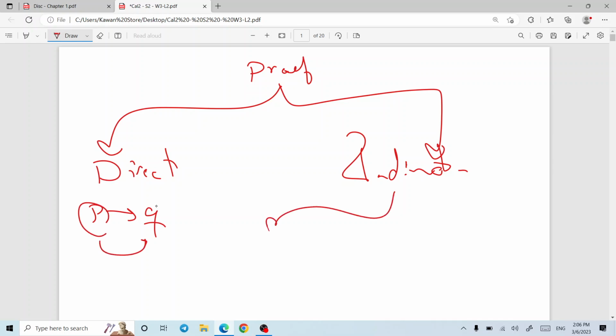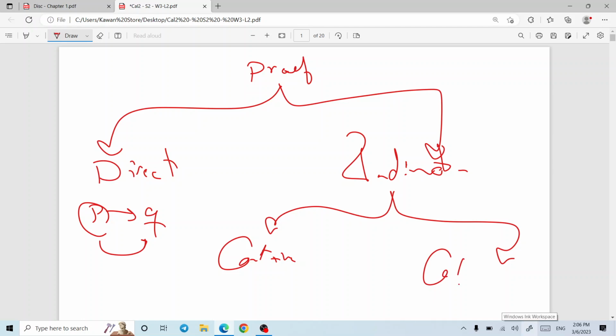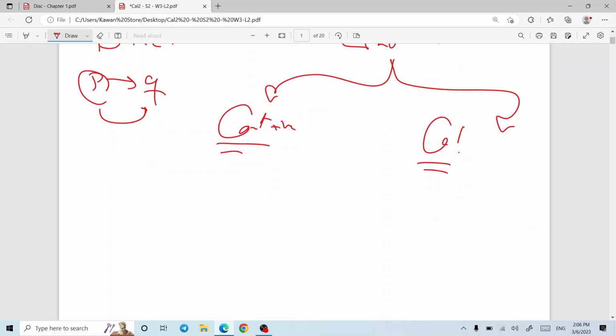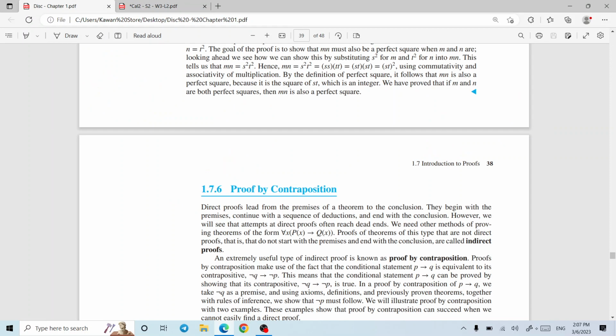How about indirect? We say we have two methods: contrapositive and contradiction. Today we are going to try to cover both of them. Contrapositive: if you have P then Q, it is equivalent to negation Q then negation P. I think we have said that many times. To understand it, we are going to solve an example.